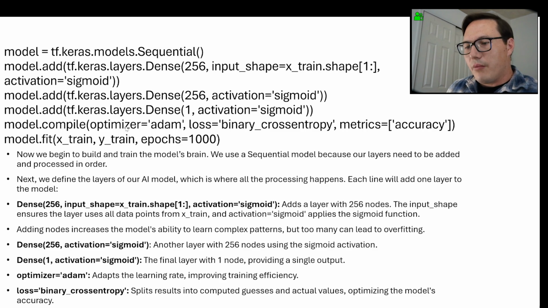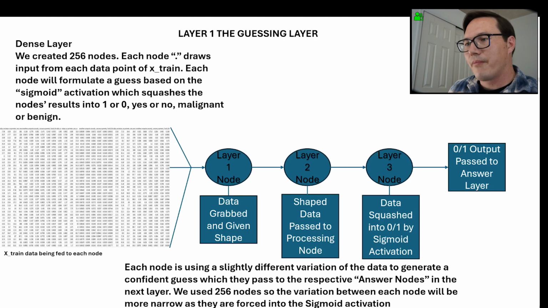So here, and then we have our optimizer. So that final output we created in our final layer is going to be pushed to the optimizer, and then that is going to split the results into computed guesses and actual values, optimizing the model's accuracy. Now, we want to give it a metric to optimize for, so we gave it accuracy because we want it to be as accurate as possible. I know that's a lot, but here's a picture to help make it simpler.